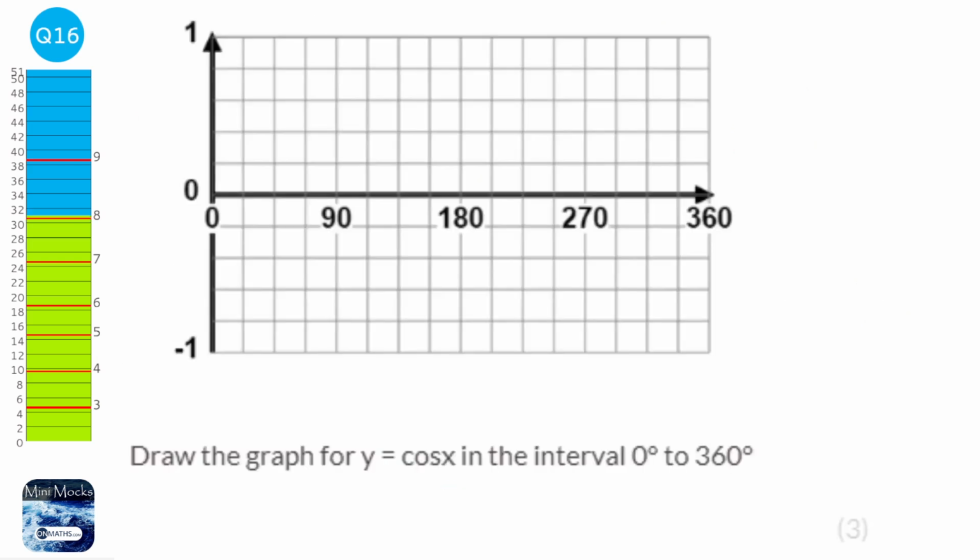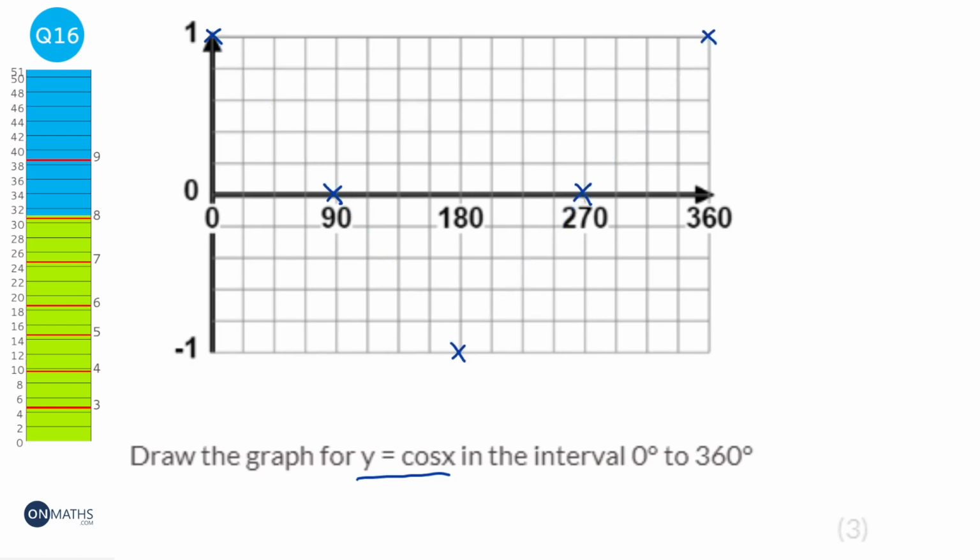You're expected to be able to draw a sine, cosine and tangent wave, and here we're asked to work out what y equals cos x looks like on a graph. Now cos x starts at 1, goes down to 0, then goes down to minus 1 at 180, then back up to 0 at 270, then back up to 1 at 360. But don't just join it up with straight lines, that will not get you any marks.